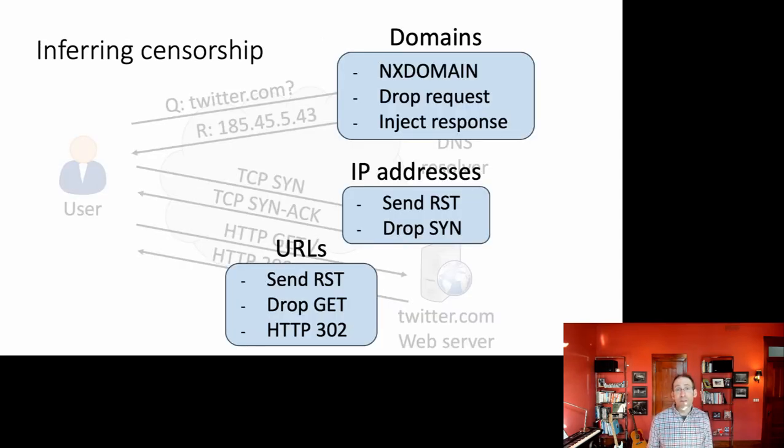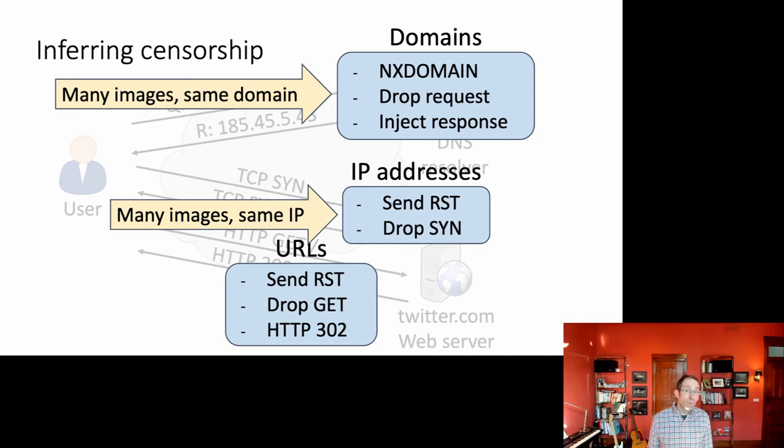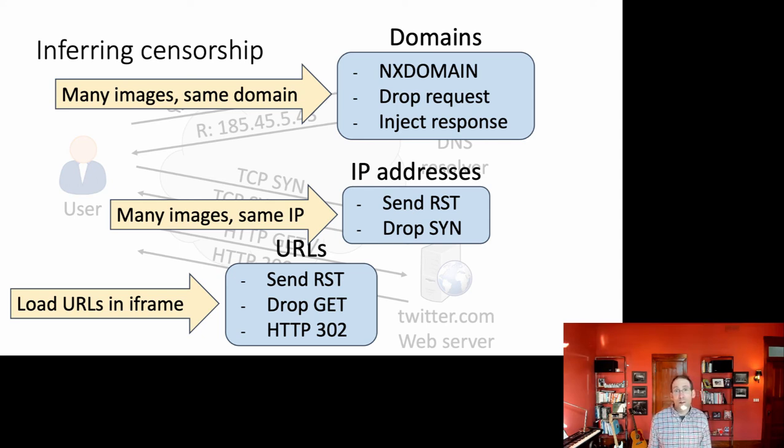We can use a collection of these successes or failures to try to infer whether or not censorship is occurring at the domain level, at the IP address level, or at the URL level. If we see a lot of images from the same domain failing, we might be able to infer that the entire domain has failed. If we see a lot of images from the same IP address with different domains failing, maybe we can infer that the filtering is occurring at the IP address level. And by loading specific URLs and determining whether or not those URLs succeed or fail from, say, the same site, we may be able to determine whether or not filtering is occurring at the URL granularity.